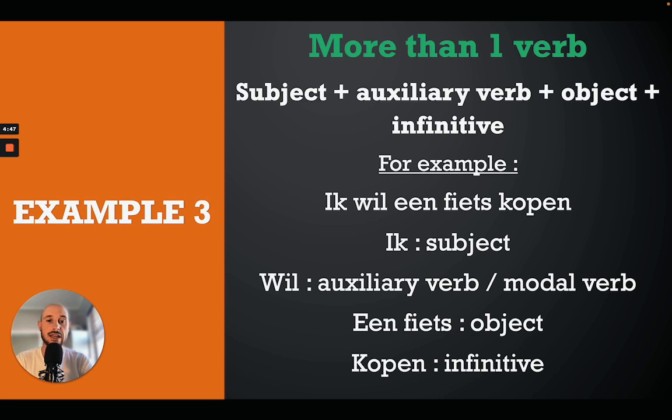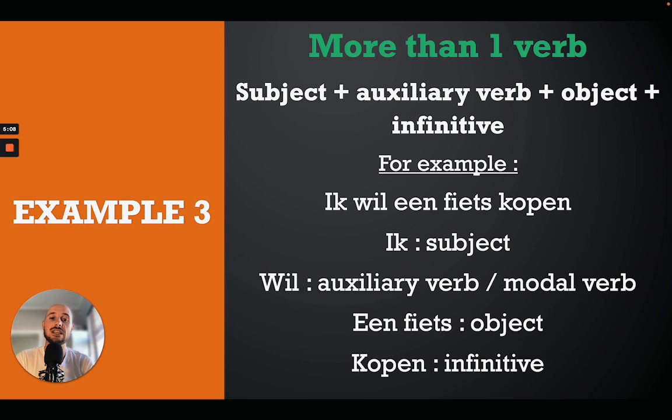and I'll explain to you why. So, ik, subject in the beginning, all good. Then wil, in this case, "I want" is an auxiliary verb. It's also a modal verb, but for the sake of the conversation, let's call it an auxiliary verb. So it basically guides your infinitive. Kopen is our infinitive. What do I mean with guiding your infinitive?